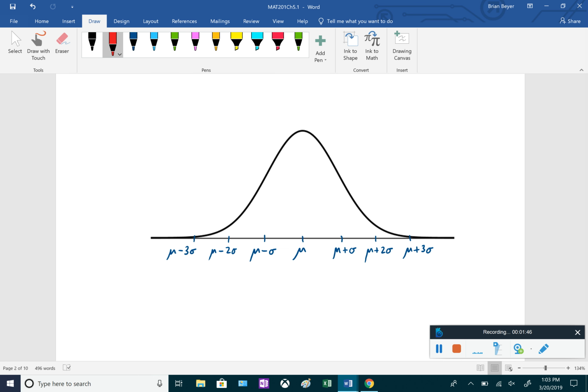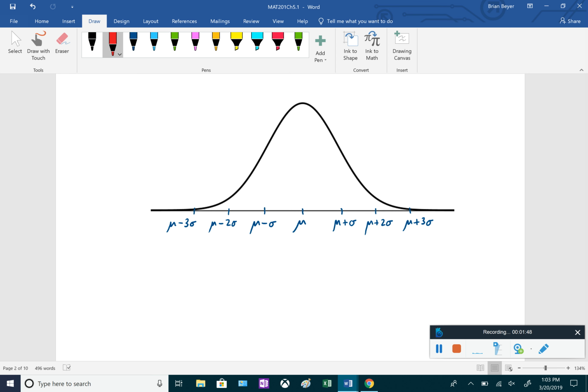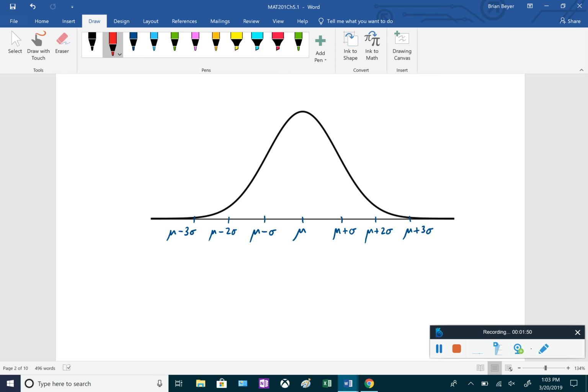So this is what it looks like. I'll be using just this representation of it. The area underneath here is going to equal 1. And we can see I have the horizontal axis labeled. The mean is in the middle. The mean will always be directly in the middle at that highest point.